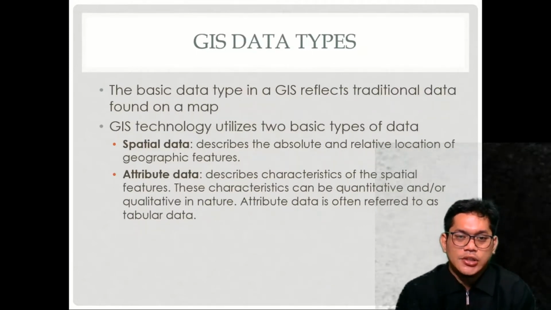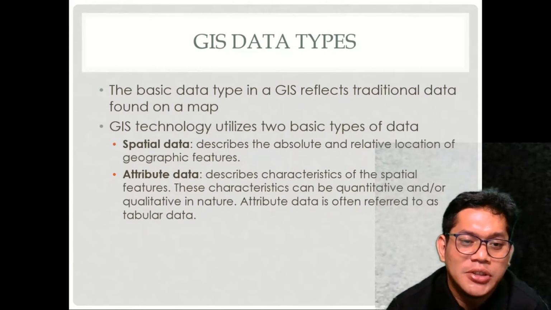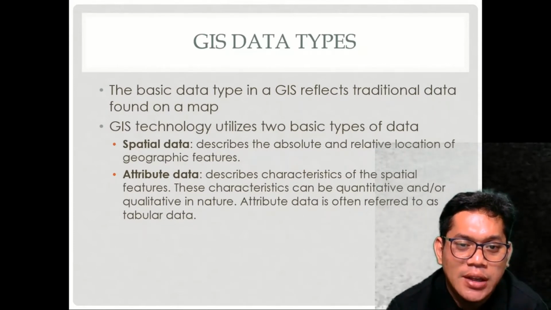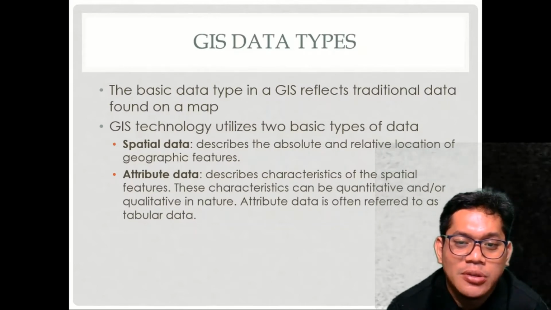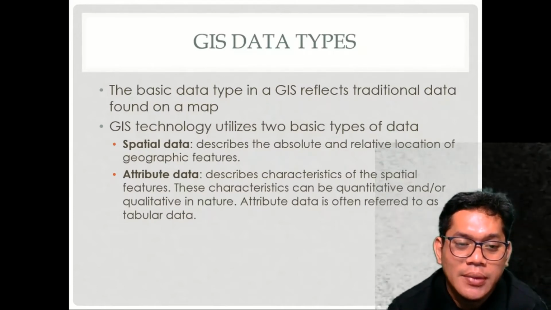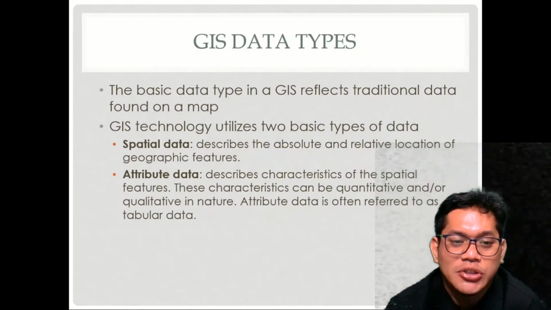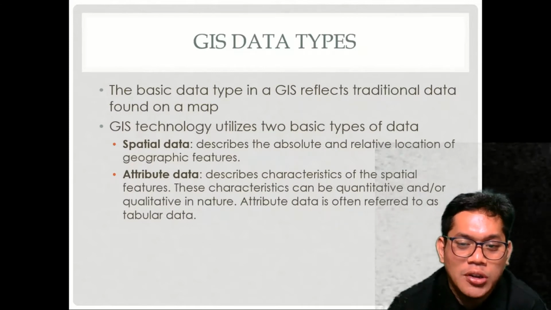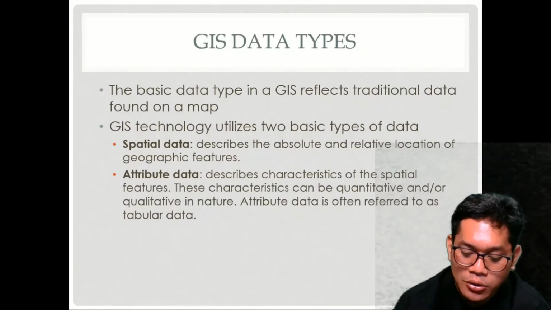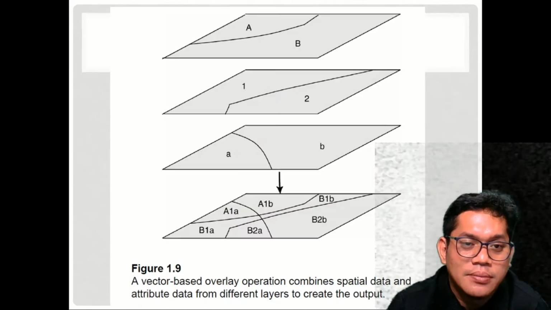And in the GIS, there are two types of data. Spatial data basically describes the absolute and relative location, coordinates x, y, and z, latitude and longitude of the geographic features, while the attribute data describes the characteristics of the spatial features, could be quantitative or qualitative, and is usually kept in the table.